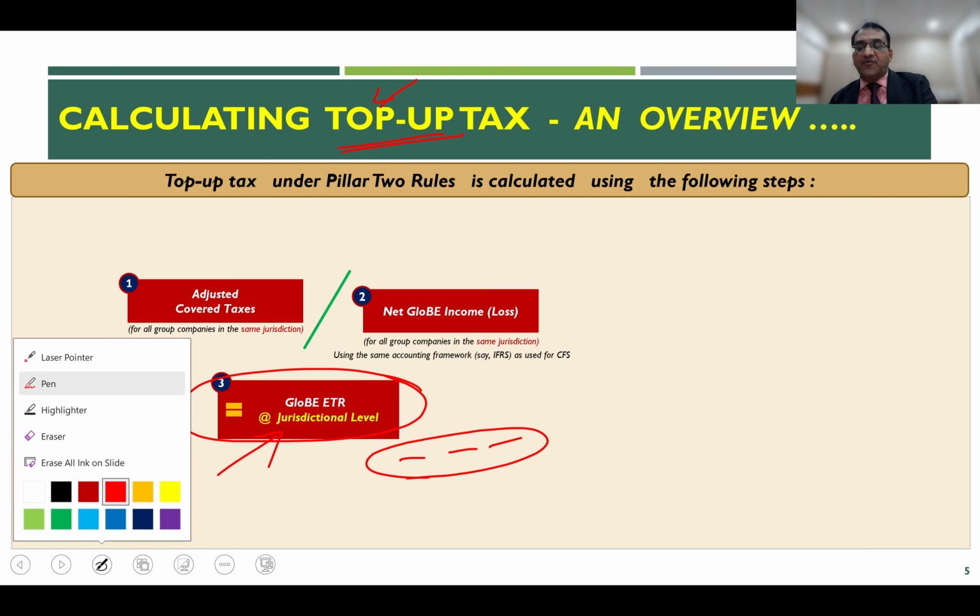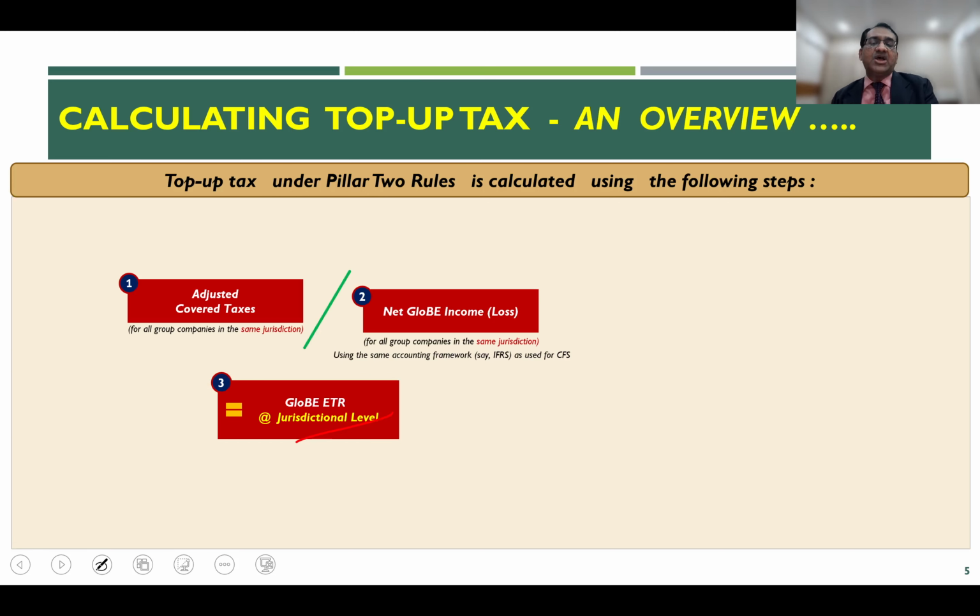So for computing the jurisdictional ETR, one needs to look at the adjusted taxes being paid in that jurisdiction as a percentage of the total globe income in that jurisdiction. Let us say, for simplicity, if 8 rupees is the total covered taxes paid for the 3 legal entities in a particular jurisdiction, and the total income of these 3 entities happens to be 100 rupees, then for the purpose of the top-up taxes, the globe ETR in this case works out to be 8%.